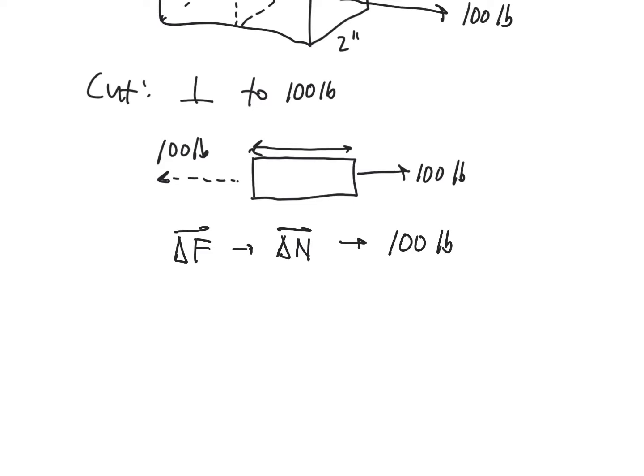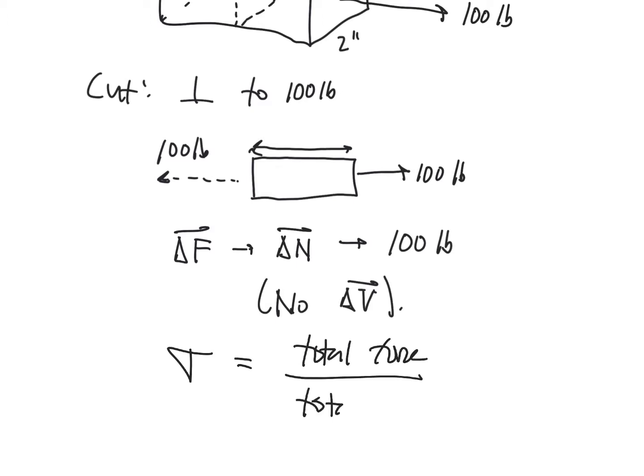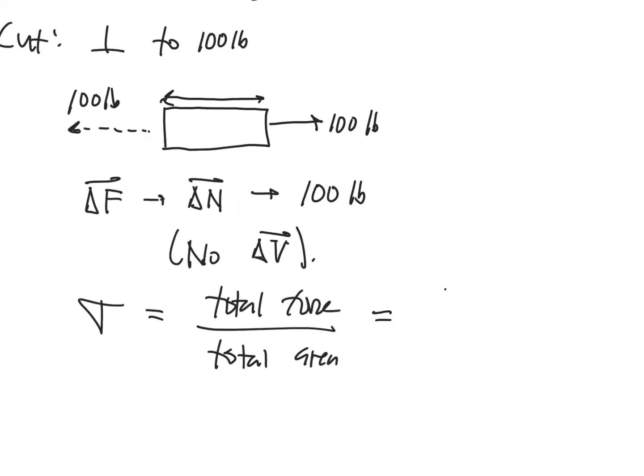So it stays all perpendicular to the face. There is no delta V. So let's write that up: there is no delta V for this particular cut. What that means is that instead of writing out the limit, we just write the total force divided by the total area. That makes things much, much simpler. So we can say 100 pounds divided by the 2 by 1 inch squared, and so we get that sigma is equal to 50 psi.